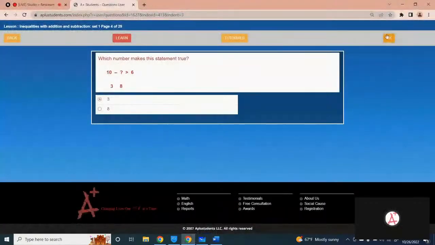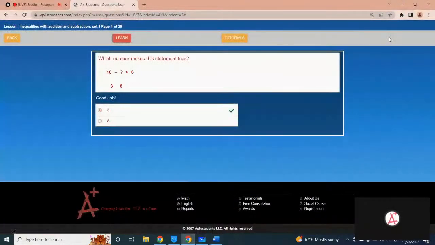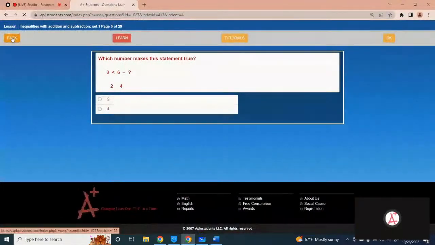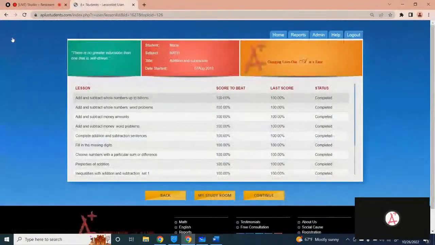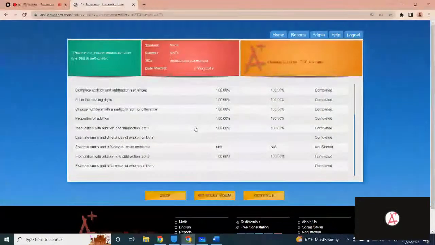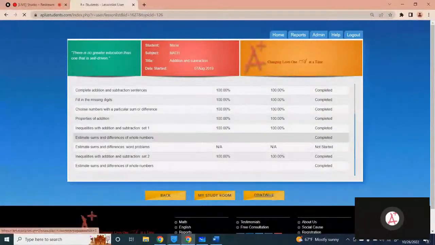Okay, so you can complete the test by yourself later today. I'm just moving on to the next topic. If you need more help with the topic, you can contact any tutor on Skype. They are available from Monday to Friday, 5 to 9. So the next topic is estimate sums and differences of whole numbers.